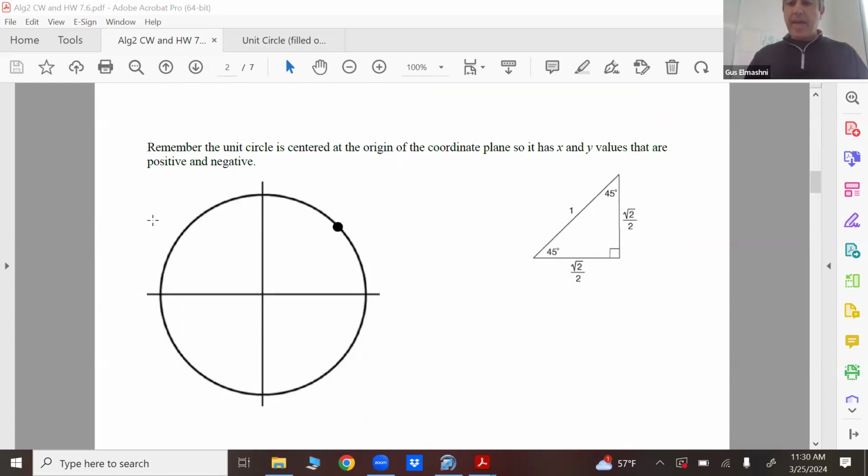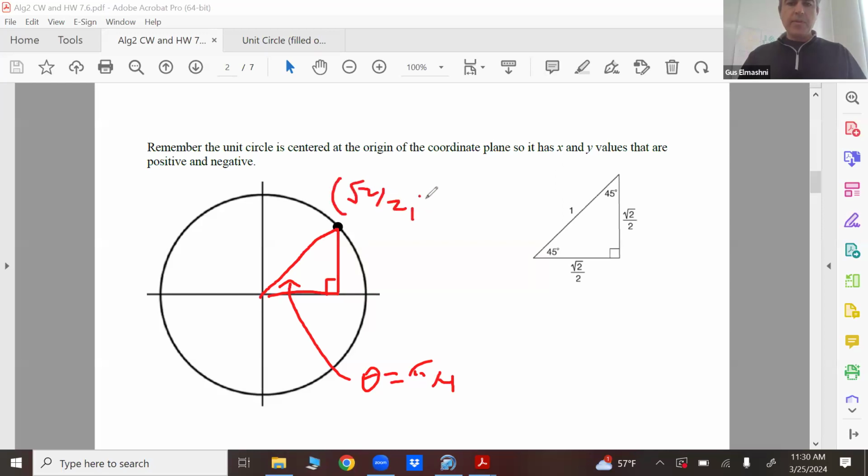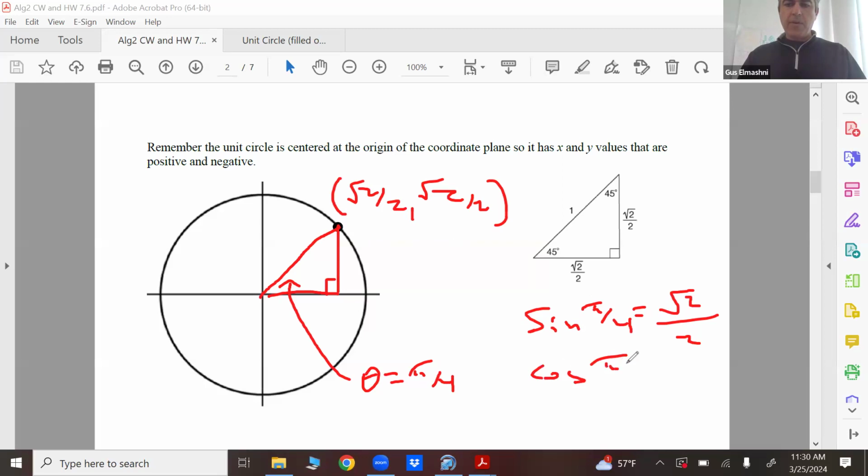Okay, remember the unit circle is centered at the origin. X and Y values are positive and negative. So in this case, if I say this is pi over 4, then that's going to be root 2 over 2, comma root 2 over 2. So this means that the sine of pi over 4 equals root 2 over 2.